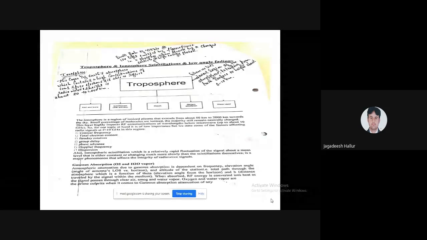What is the ionosphere? The ionosphere is a little bit more distant than the Earth atmosphere. And the troposphere is where we are living, the Earth station. And scintillation is a flash in the light or sound or the waves. That is called scintillation.